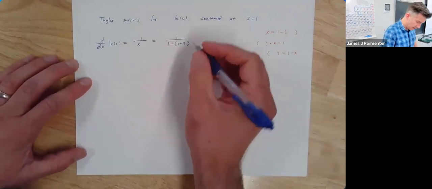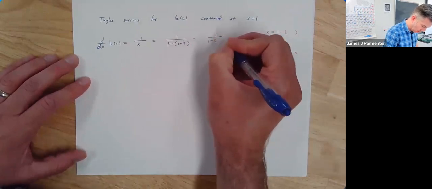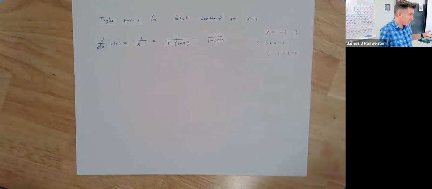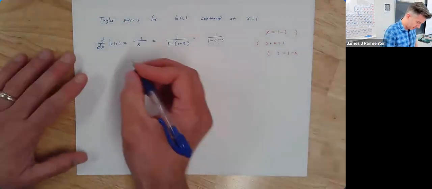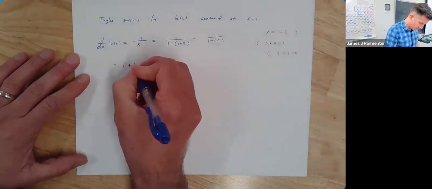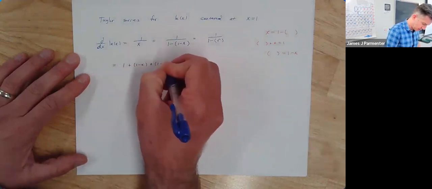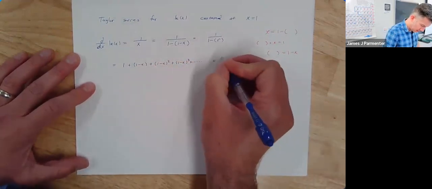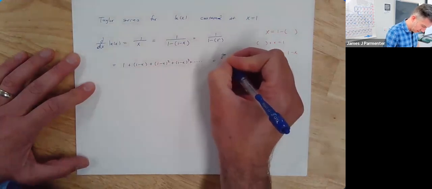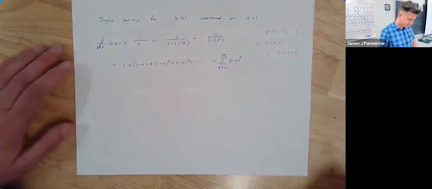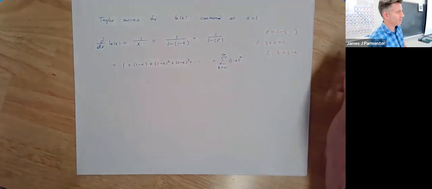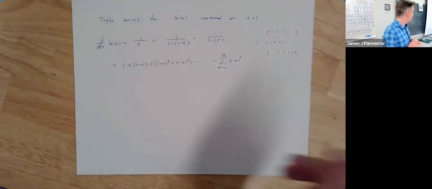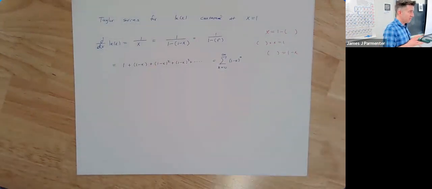But look, now this looks like a 1 over 1 minus r ratio, and that's geometric. First term is 1, ratio is r. So this is going to end up equaling 1 plus 1 minus x plus 1 minus x squared plus 1 minus x cubed, and so on. And that's the sum from n equals 0 to infinity of 1 minus x to the n. Now I'm going to write this slightly differently to make it easier to deal with. Usually when we write a power series, we want x minus the center, not the center minus x. So I'm just going to do a tiny bit of algebra to make it look nicer.